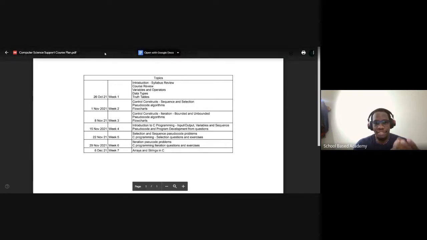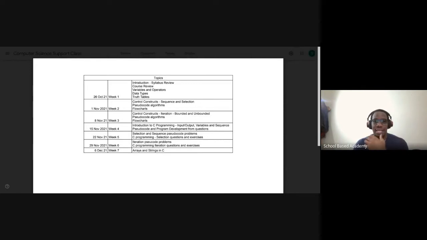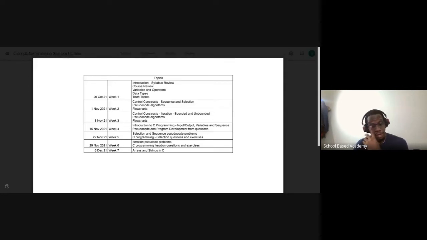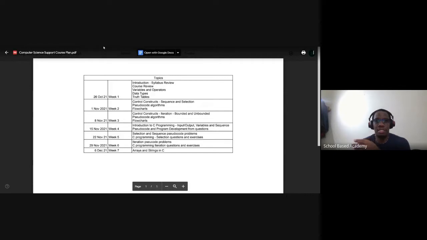We're starting off simple with just an understanding of variables and operators, data types, and truth tables. So that's our goal for today, to be able to talk about what are variables, what are operators, what are data types, what are truth tables. We're going to generate some notes while we are going along, and the notes will also be posted to the Google Classroom.